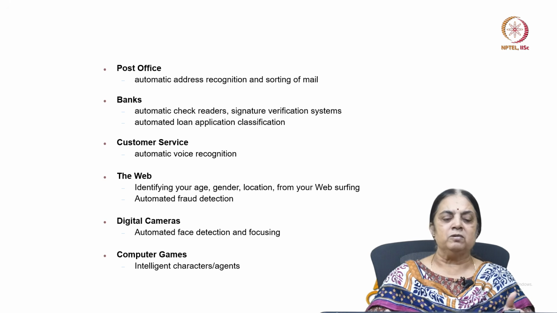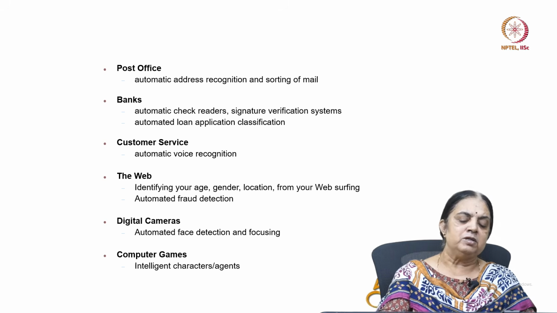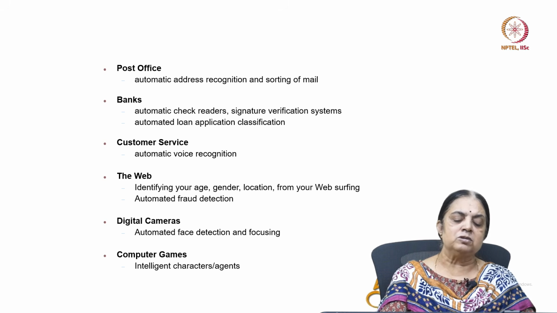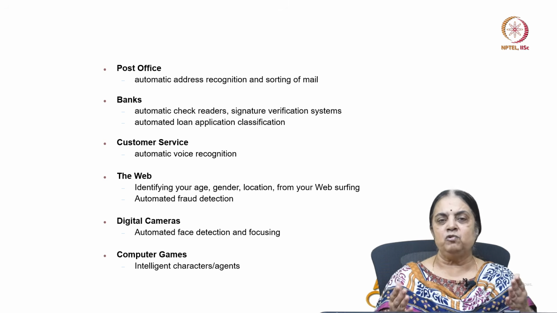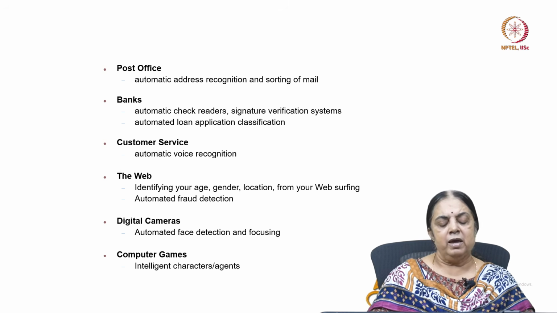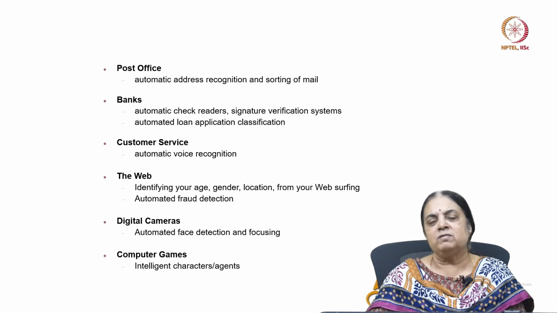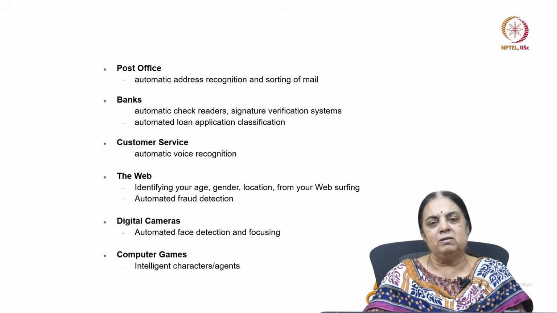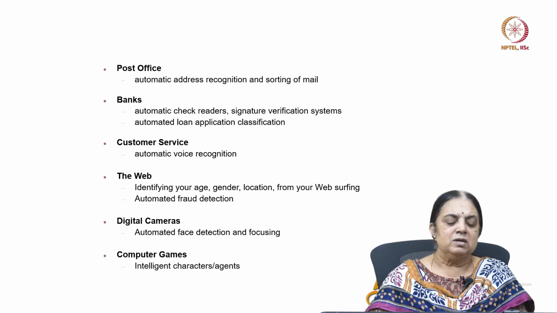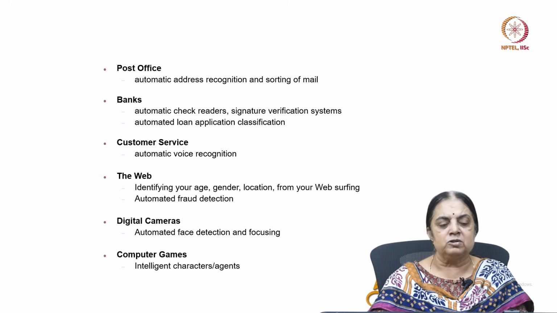Digital cameras use automated face detection, whatever is captured, and also focusing and improving the image. And then computer games. We have seen a lot of computer games, like you can play chess and many other games, and in all of them you have AI systems being used.